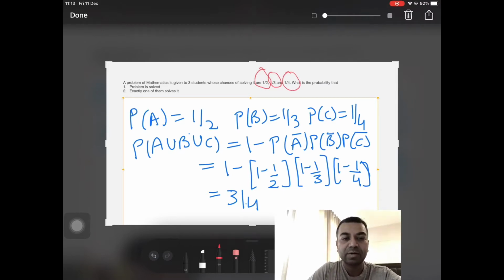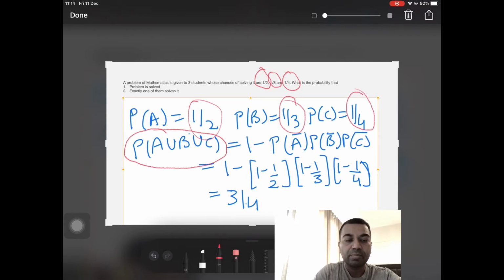Now let's look at the first part of the problem. Problem is solved, which means the probability of the problem being solved by any one of the three students, or possibly more than one, can be depicted as probability of A union B union C. Now we know probability of A is 1 by 2, probability of B is 1 by 3 and probability of C is 1 by 4. Now probability of A union B union C is 1 minus probability of A not solving it, B not solving it and C not solving it.